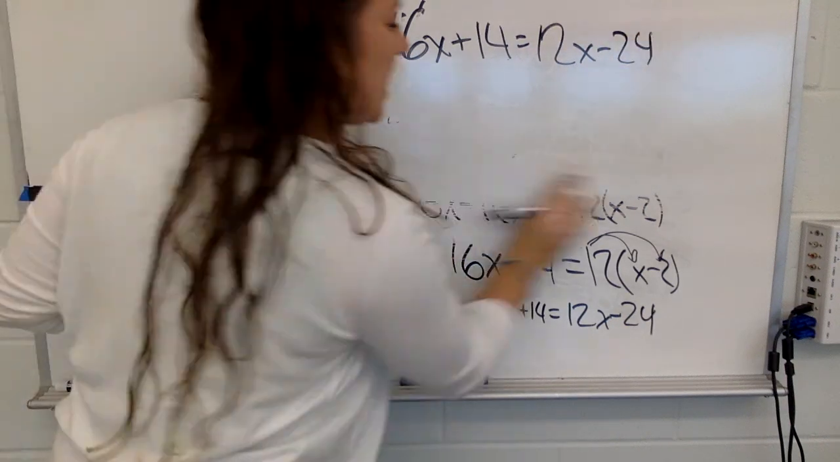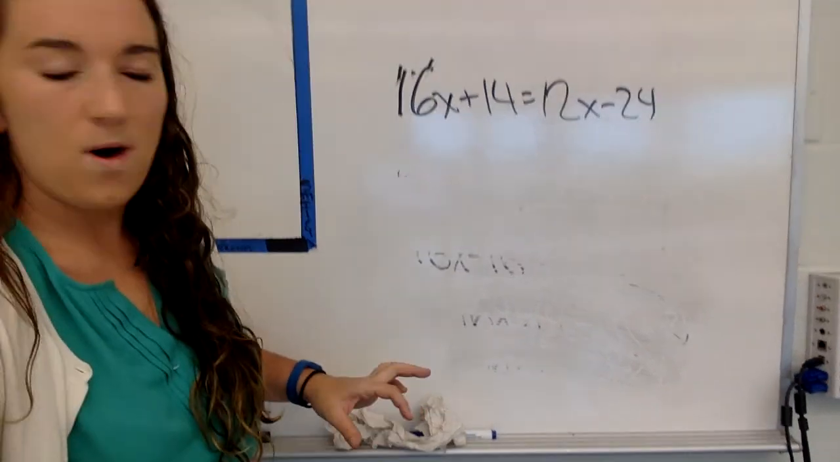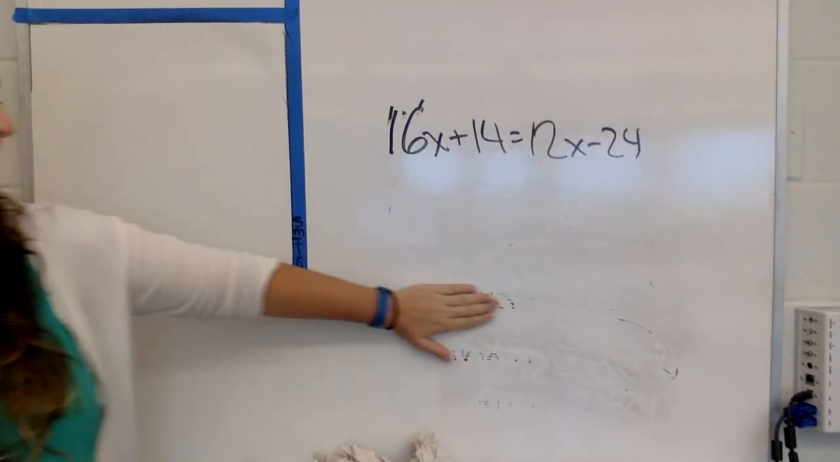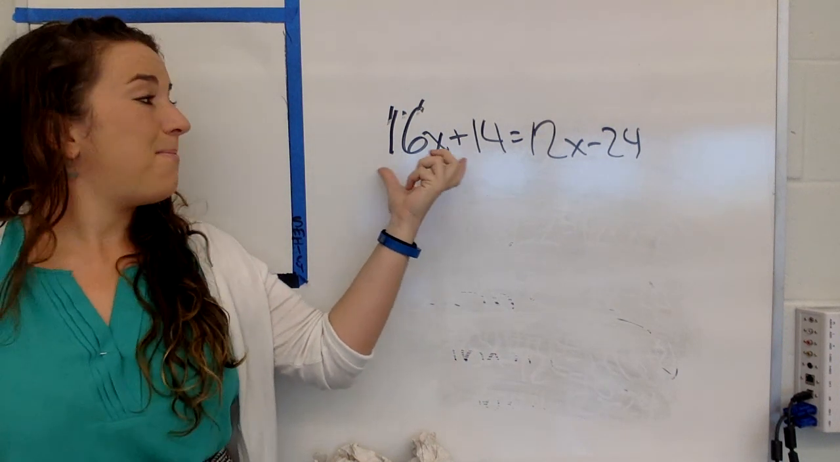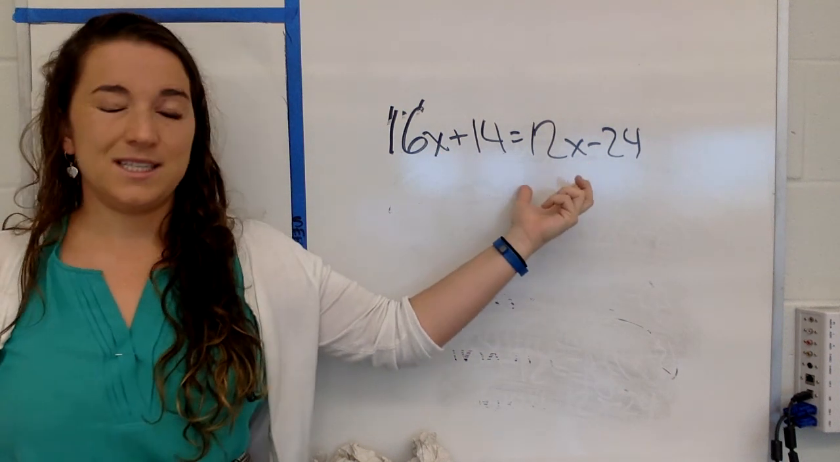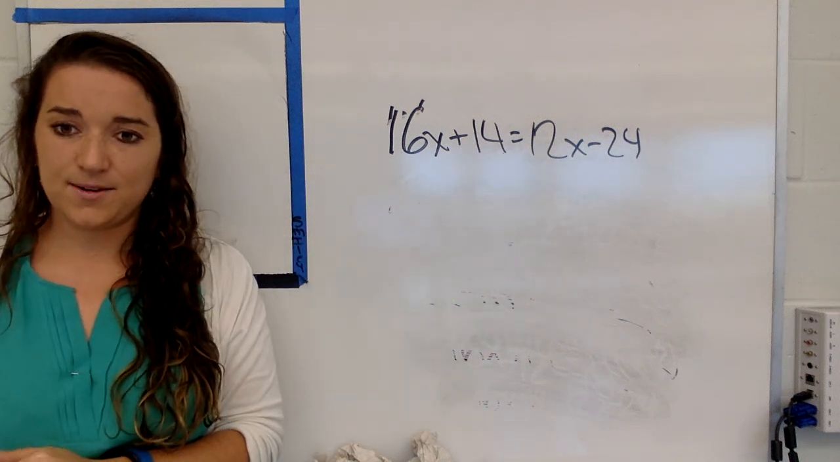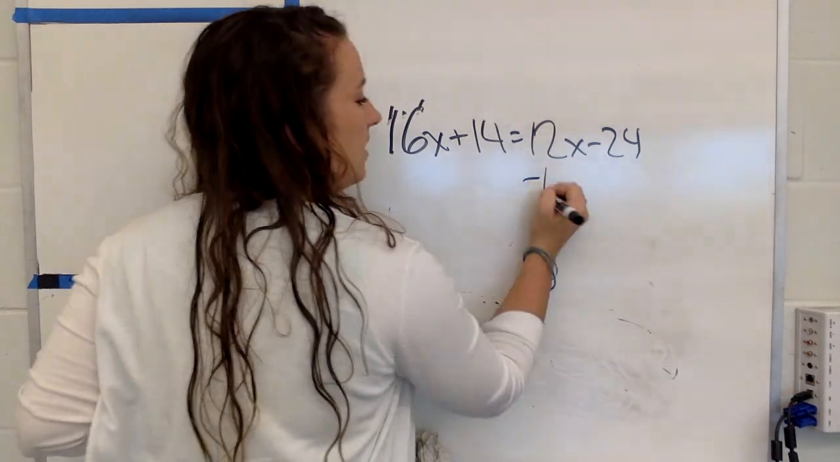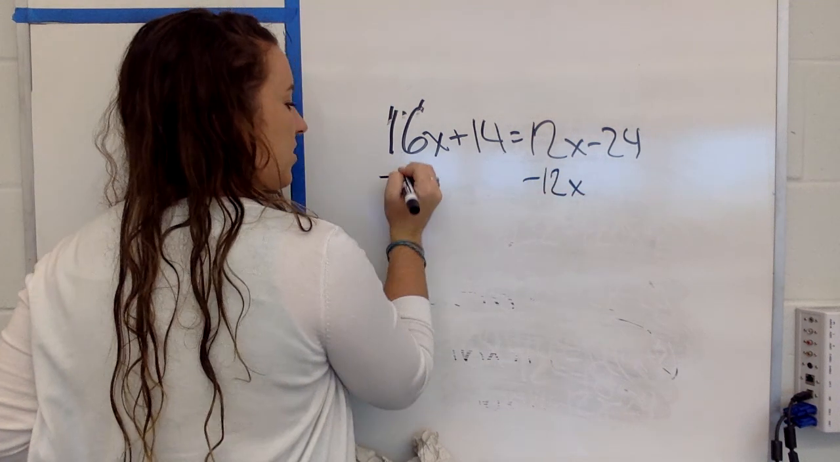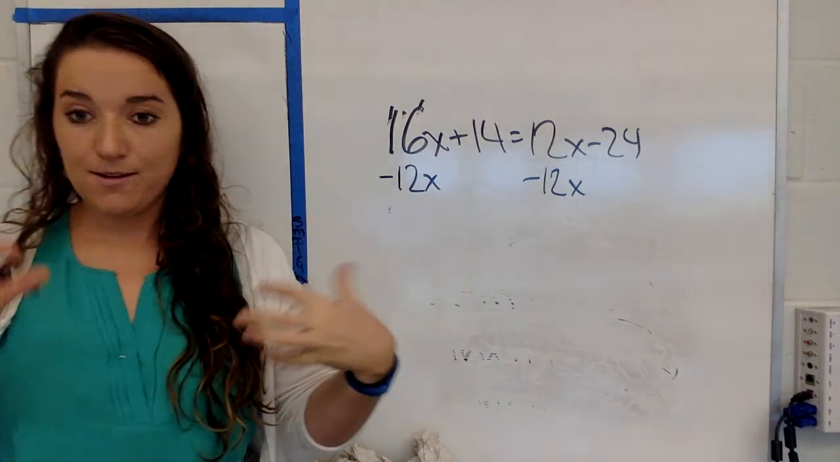All right, now remind me, what's my goal when solving equations? Is to get one x by itself. So I need to bring the x's over. Do I want to move my bigger x's or my smaller x's? Do I want to get rid of my 16x on this side of the equation or my 12x on that side of the equation? I want to move my smaller x's. So I'll subtract 12x on both sides of the equation, making sure that I'm subtracting it from the like term.